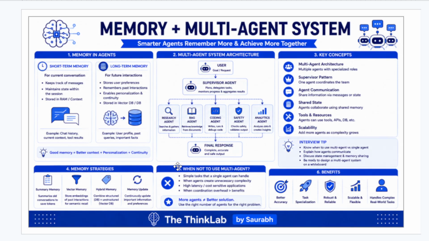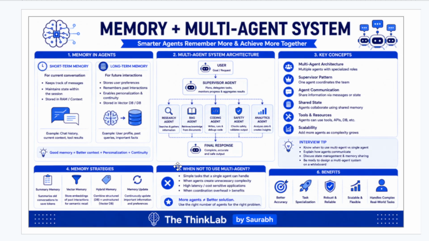So in an interview, don't say "I will use multiple agents because multi-agent AI is advanced." Instead, say "I am selecting a multi-agent architecture because the problem contains clearly separable responsibilities that need specialization and coordination." That will be a much stronger engineering answer. Now we are moving to slide 8.